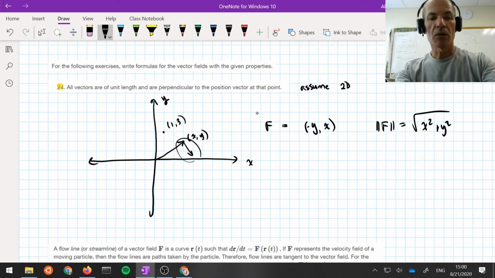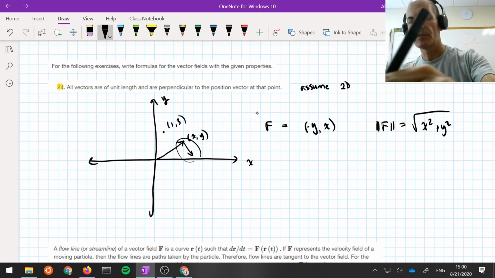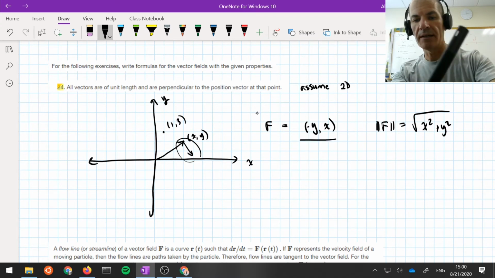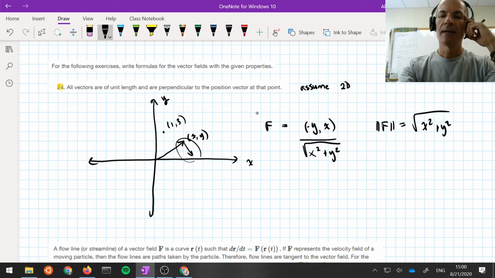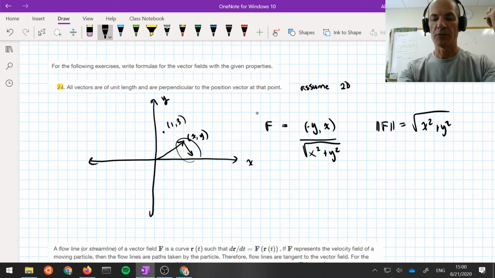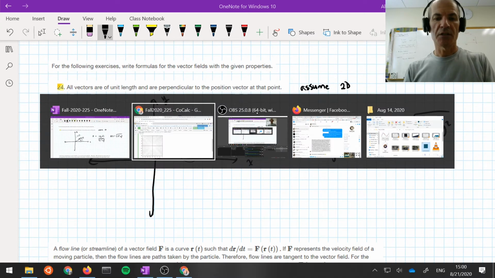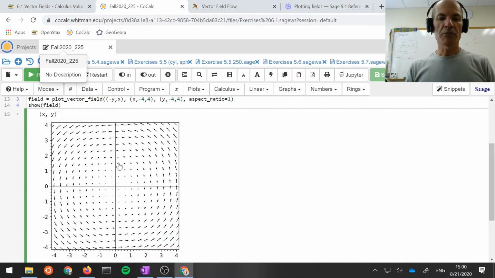How can we make sure that they're all of unit length? We can normalize. We can divide f by its magnitude. So doing that means dividing by the square root of x squared plus y squared, like that. And this is now a unit vector field. We can plot this one in Sage, and you can see that it's a unit vector field. So we're not going to see this kind of variation in the magnitude of these vectors. What we should see is vectors that are all of the same length.